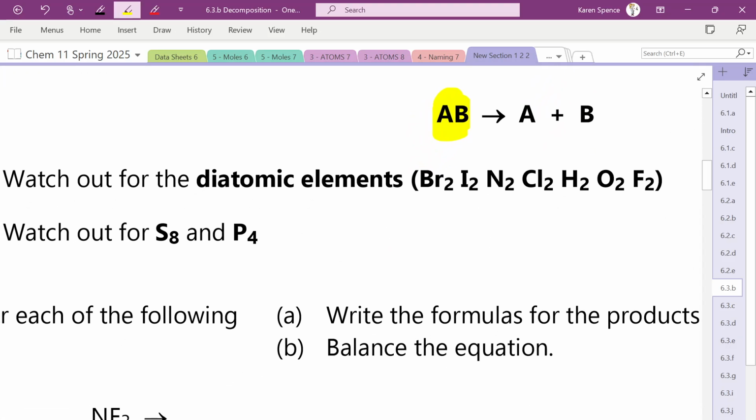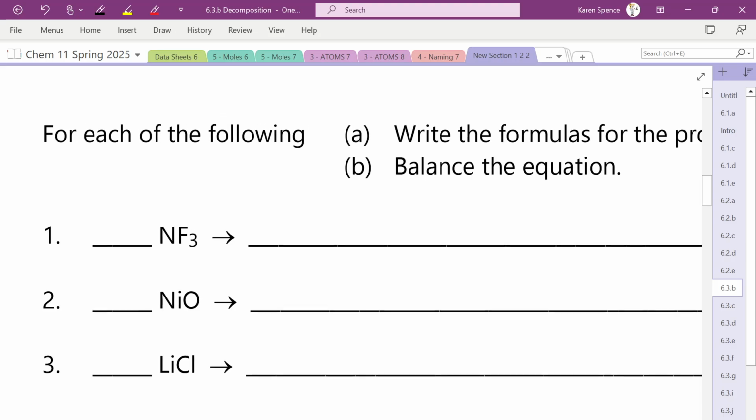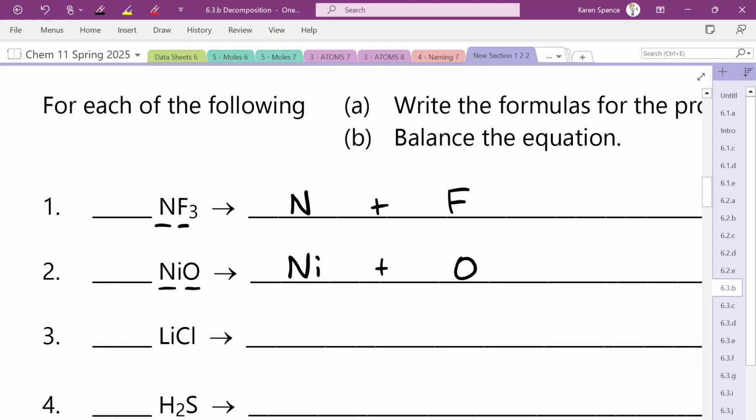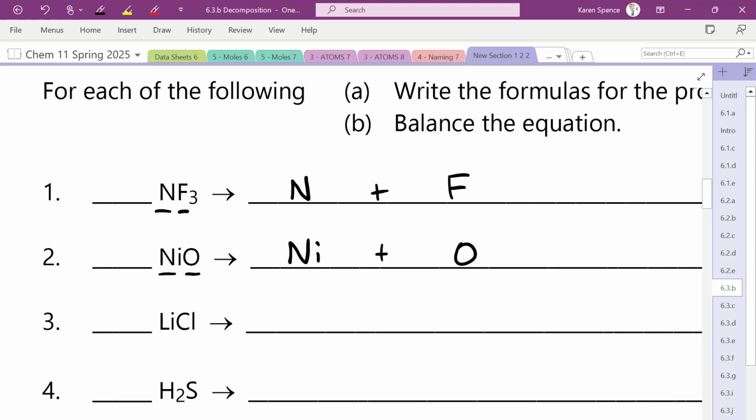Okay, so let's do the first 3 together. I have an N and an F, so I'm going to rip them apart, and I'm going to have an N and an F, and you'll notice I'm leaving lots of space. Was that easy? Next one, I have an Ni and an O. I'm going to rip them apart. So I now have an Ni and an O. I'm actually going to do number 4 here. I'm going to rip apart hydrogen and sulfur.